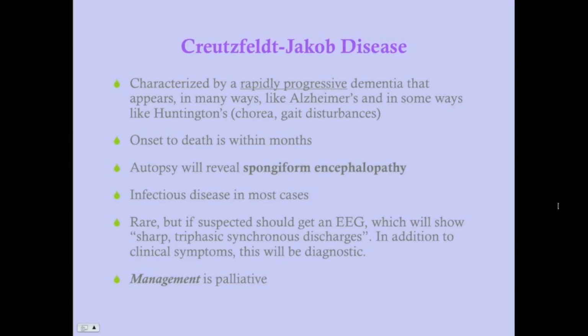If you have that, in addition to the clinical symptoms, which is a rapidly progressive dementia, then this will be diagnostic. But most of the time on the USMLE, what you're going to see is a patient that has rapidly progressive dementia. They were fine a year ago, 9 months ago you started getting changes, and now all of a sudden they're practically incapacitated. That's Creutzfeldt-Jakob disease, and the management is palliative.